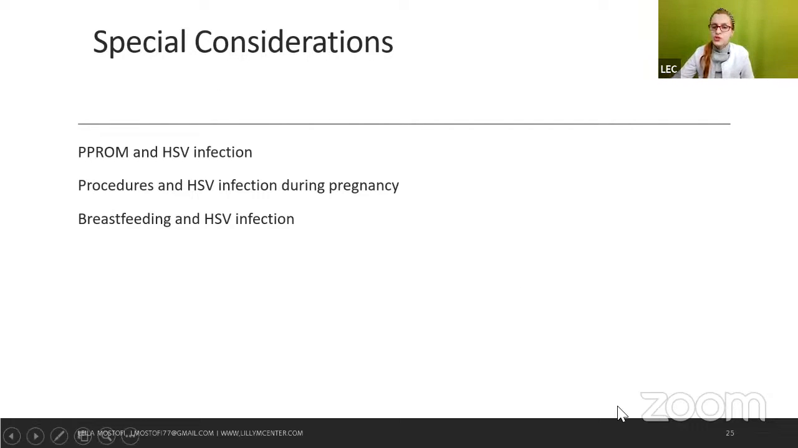And there are some special considerations. What are they? They concern PPROM and HSV infection, procedures and HSV infection during pregnancy, and breastfeeding and HSV infection. Most of you know about PPROM. Most studies prove that HSV will increase the risk of PPROM.